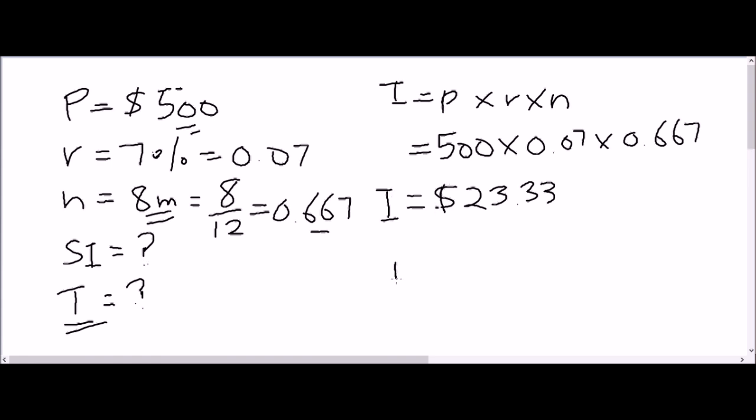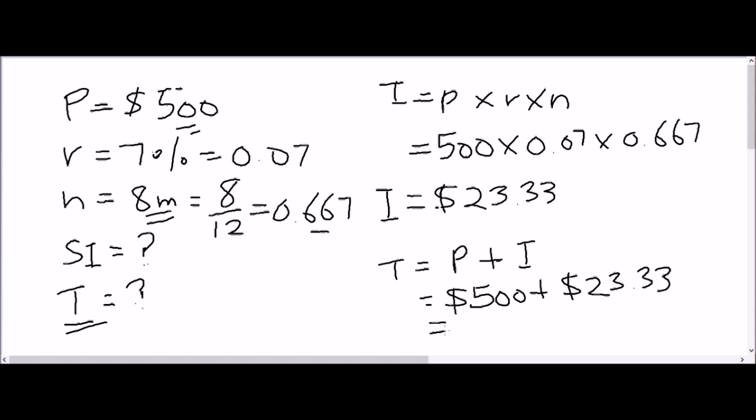Now you have to calculate the total amount. Total amount, as I said, is the principal plus the interest. So the principal is $500 plus the interest we have calculated to be $23.33 equals $523.33. So that's the answers there, right? The simple interest is $23.33, and the total amount that will be paid after 8 months at a rate of 7% per annum for a loan that's $500 is $523.33.